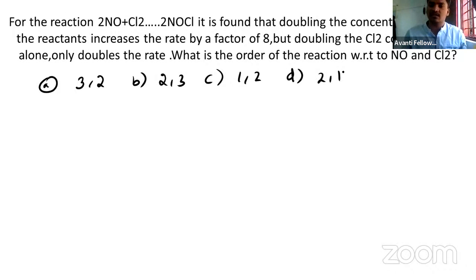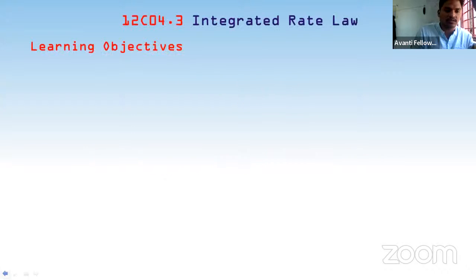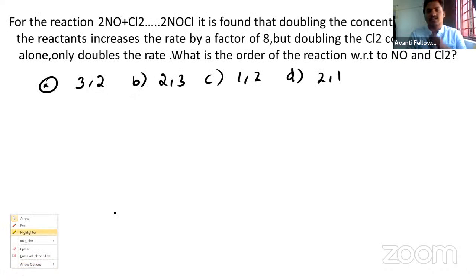You can clearly see this question. Okay, so if you can look at the question once. Yes, so if you can see the question here very clearly, the question is asking for the reaction 2NO plus Cl2 gives rise to 2NOCl. It is found that doubling the concentration of both reactants increases the rate by a factor of 8.